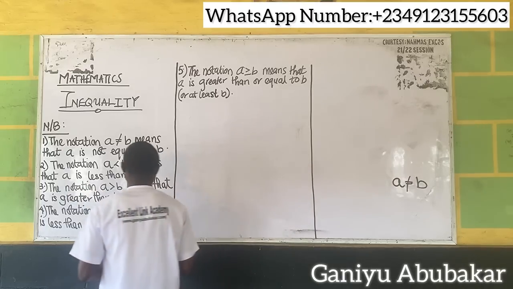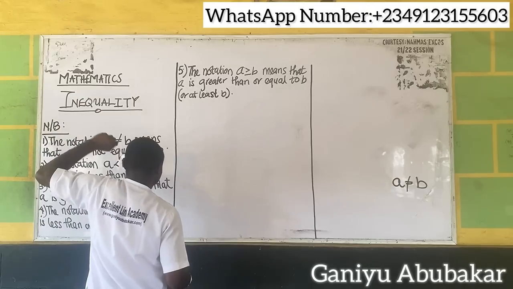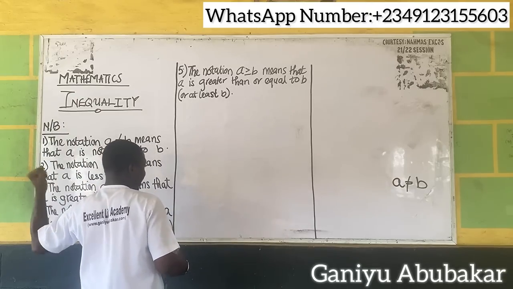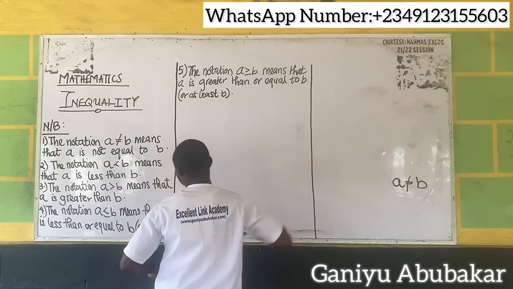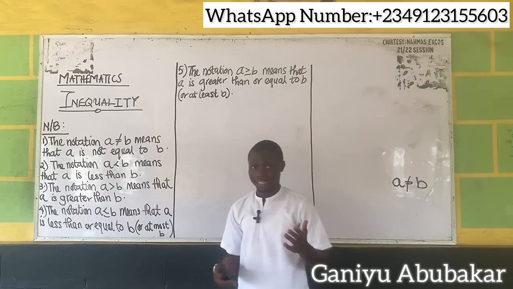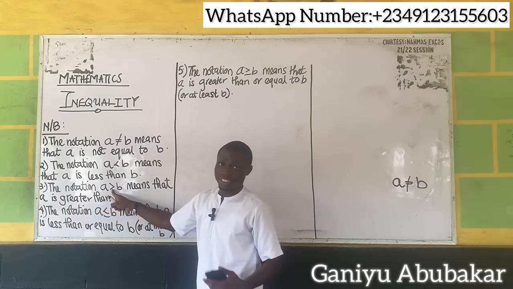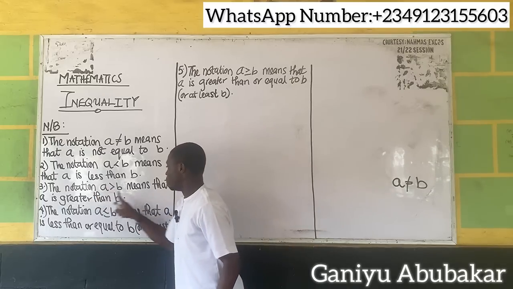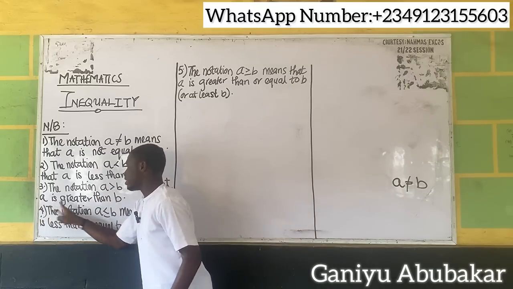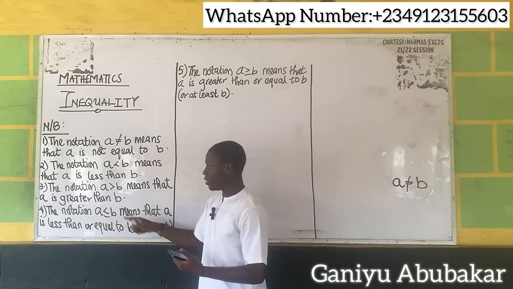So my left hand this way gives me my less than, while my right hand this way gives me my greater than. So as you can see, the notation A > B, this symbol means greater than. So the notation means that A is greater than B.